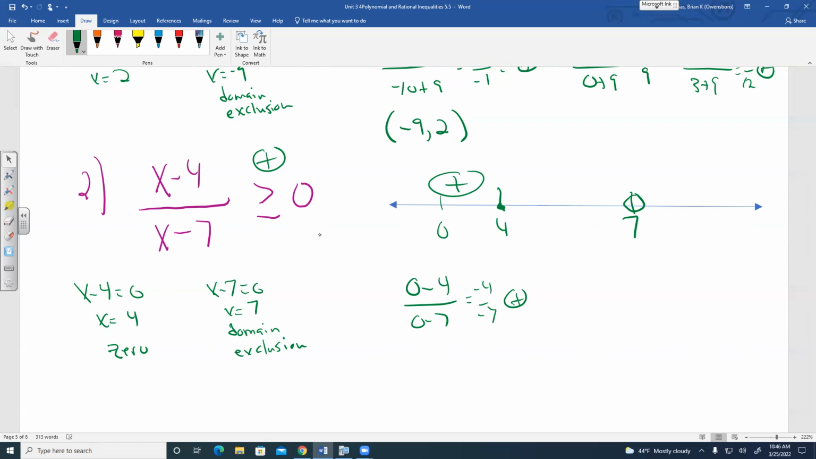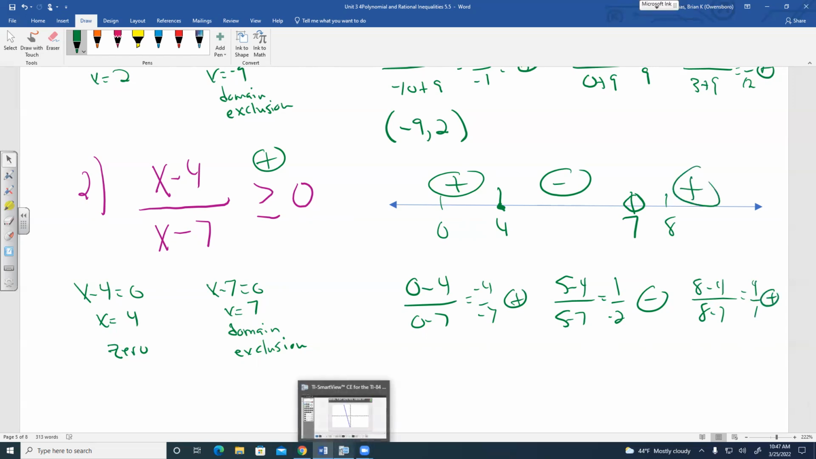Between 4 and 7, 5 is there, so I'll test 5. 5 minus 4 over 5 minus 7. We get 1 over negative 2. That's going to be negative. So between here and here is negative. And then if I choose something to the right of 7, that would be like an 8. So if I choose 8, that's going to be 8 minus 4 over 8 minus 7. That's going to be 4 over 1. So that's going to be a positive answer.